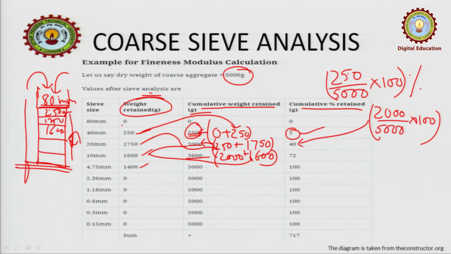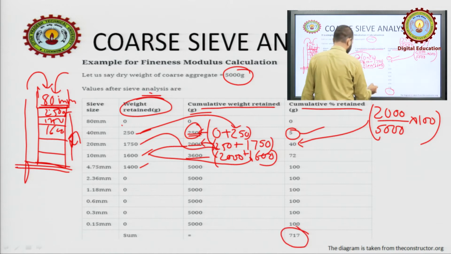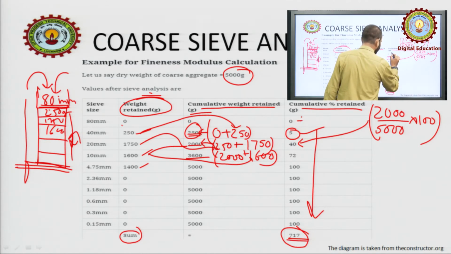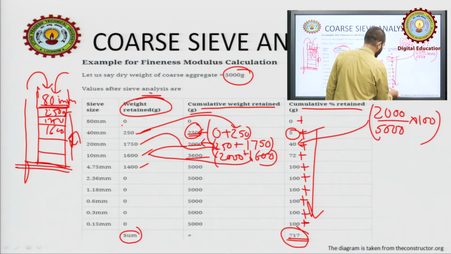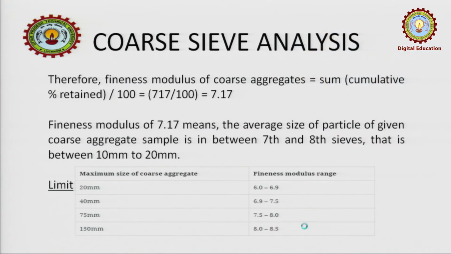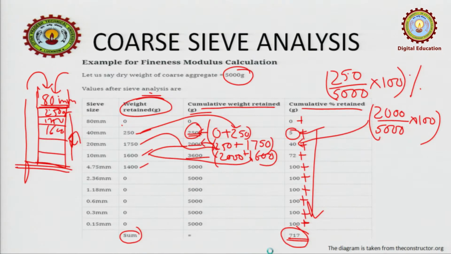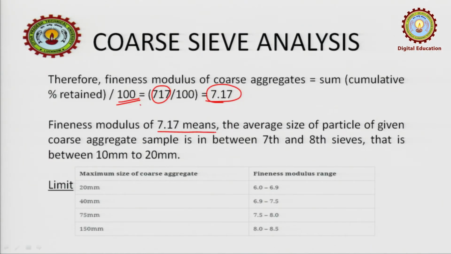Okay. So finally, we solved the whole table and found out that the sum of the cumulative percentages was 717. We add each of them, this plus this plus this plus this. So we found out 717. Is it okay? Divided by 100, we get 7.17. In the process it is also written that finally we divide by 100 to get the value of fineness modulus. So the fineness modulus comes out to be 7.17.